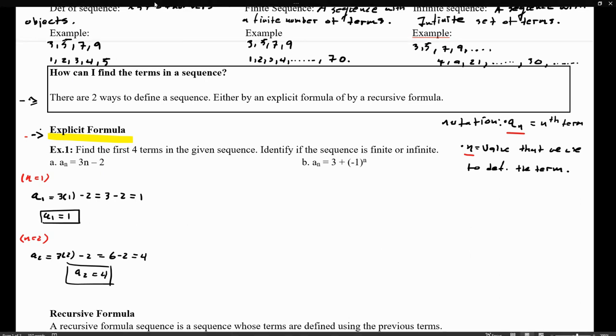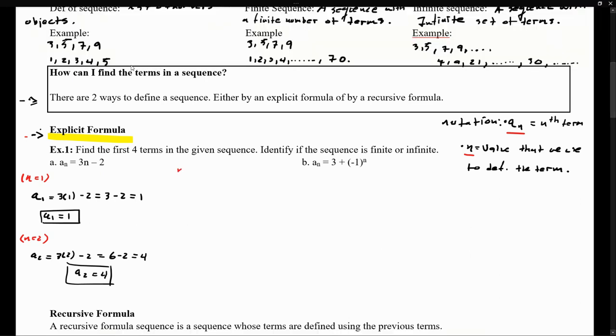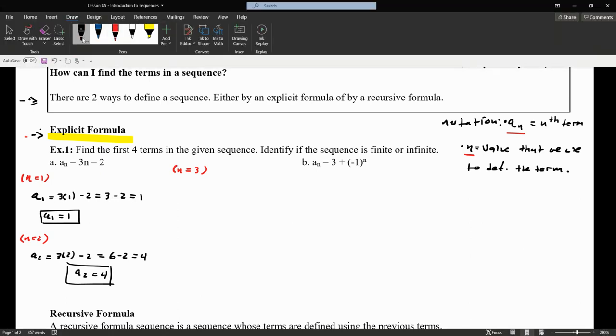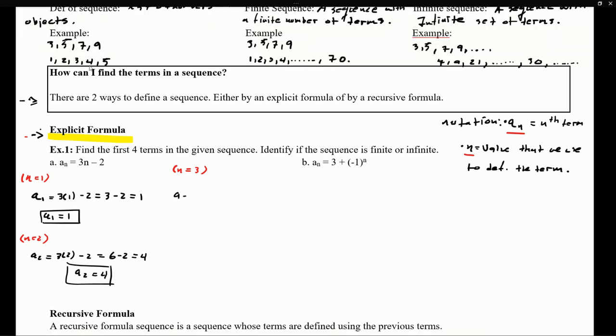And if we continue doing this, let's define the third term. If I want to know the value of the third term, I'm just going to let n be equal to 3. So we're going to have a subscript of 3. Notice that all I'm doing is plugging n into those two spaces there. 3 times 3 minus 2, so now that's 9 minus 2, which is just 7. So the third term has a value of 7.